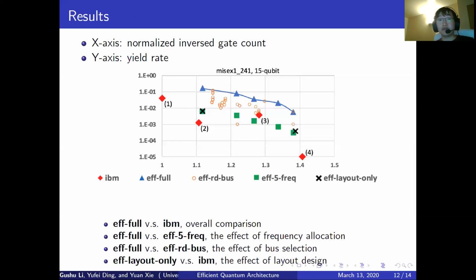Now let's take a look at the results. In our experiments, we have totally 12 architectures for 12 different programs, and you can check them in the paper. And here I will only discuss one typical result. This figure shows the yield versus performance for several different architectures for one specific program. The x-axis is the inversed and normalized gate count. Since it is inversed, we know that data points on the right indicate a better performance. The y-axis is the yield. Data points on the top have a higher yield.